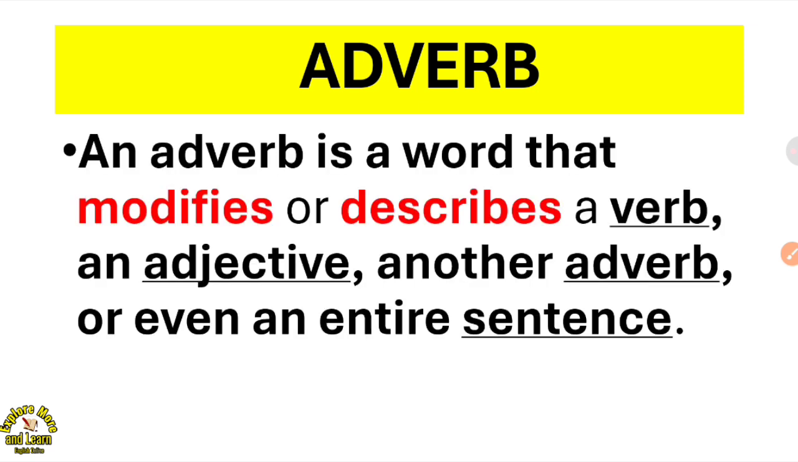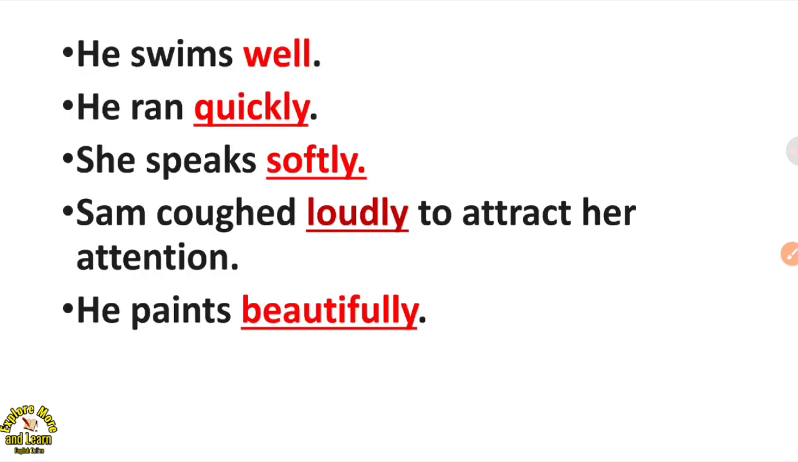Now, the definition: an adverb is a word that modifies or describes a verb, an adjective, another adverb, or even an entire sentence. Simple. Now, these are the examples. He swims well. He ran quickly. She speaks softly. She coughed loudly to attract her attention. He paints beautifully. So here I have already highlighted all the adverbs in red. These are the adverbs in the sentences.